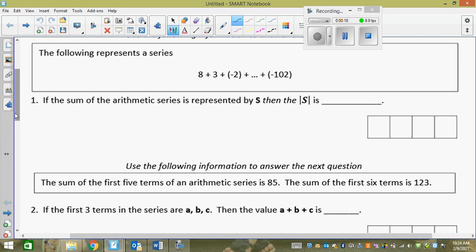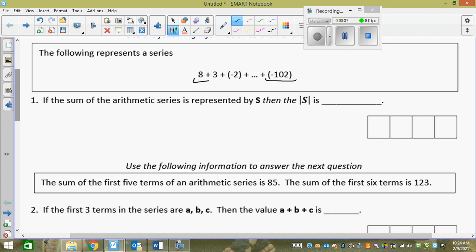So now you have to go through and see. If I go 3 minus 8, I get -5. If I go -2 minus 3, I get -5. So I know this is arithmetic, right? Now, if it's a sum, and I have the first and the last of an arithmetic sum, the first thing I'm going to have to always do is find n, no matter what.